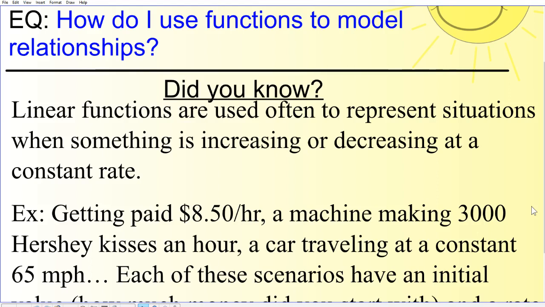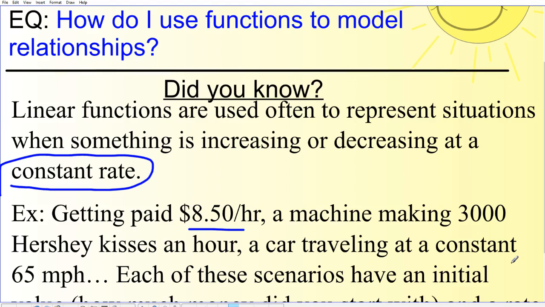Did you know that linear functions are often used to represent situations where something is increasing or decreasing at a constant rate? I'm going to underline that phrase, constant rate. That is kind of important. A constant rate means a rate that doesn't change. So for example, if you get paid $8.50 an hour, you get paid that same rate all the time. Every single day, you get paid $8.50 an hour. That would be a constant rate.